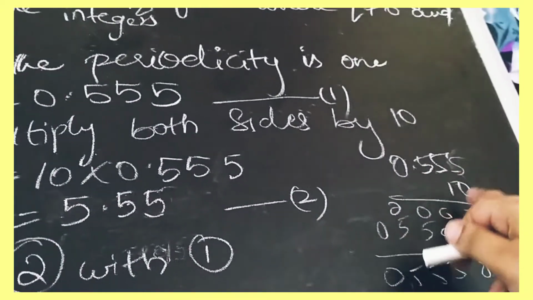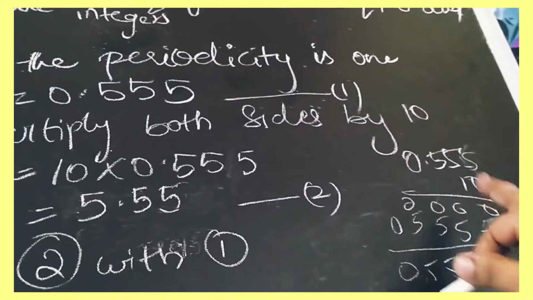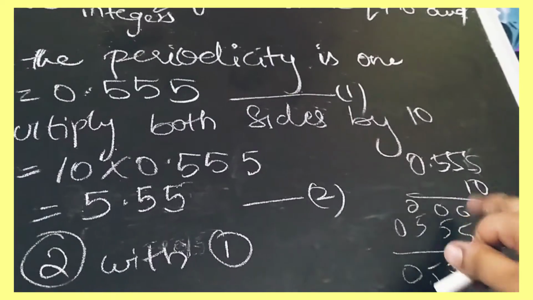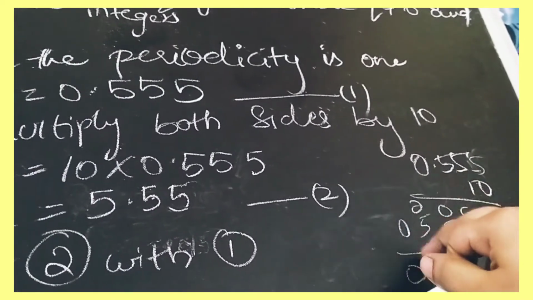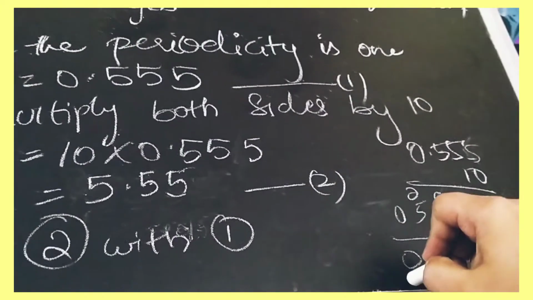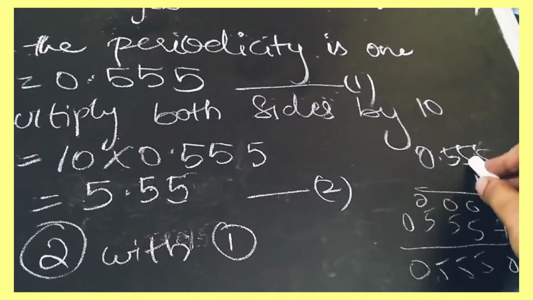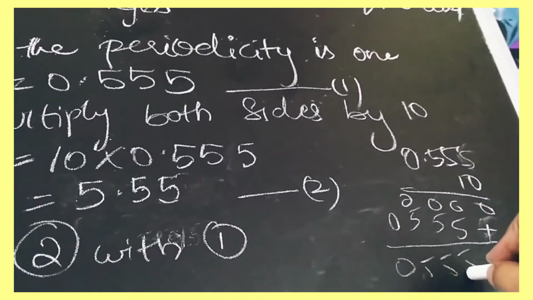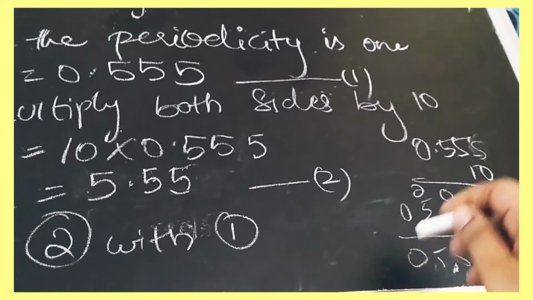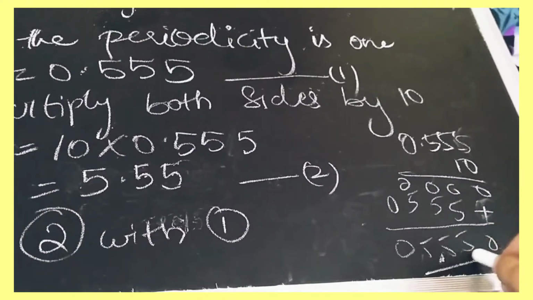0.555 into 10. Okay, so 5 zeros are 0, 5 zeros are 0 again, 5 zeros are 0, 0 zeros are 0. Then next one, 1 5 is 5, 1 5 is 5, 1 5 is 5, 1 0 is 0. So now 0, 5, 5, 5, 0. Point where you have to keep 1, 2, 3. Here we have to write point. So here the answer is 5.55.